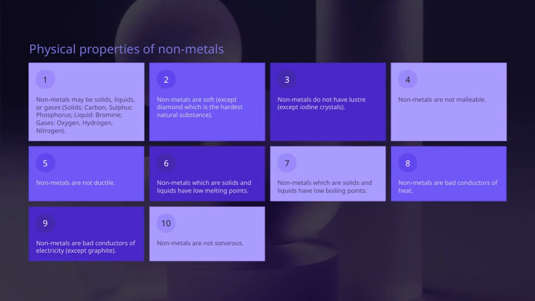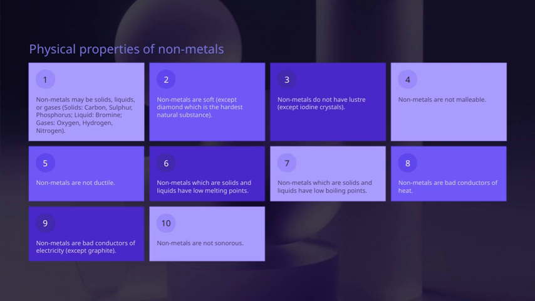Let's take a closer look at the physical properties of nonmetals. Firstly, nonmetals are generally poor conductors of heat, which means they don't transfer heat very well. This is an important characteristic because it affects how they are used in thermal insulation. Next, nonmetals are not malleable, so they can't be hammered or rolled into thin sheets like metals can. This makes them quite different in terms of physical flexibility.